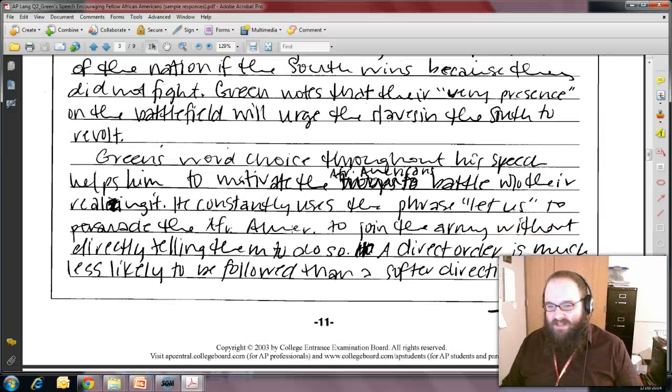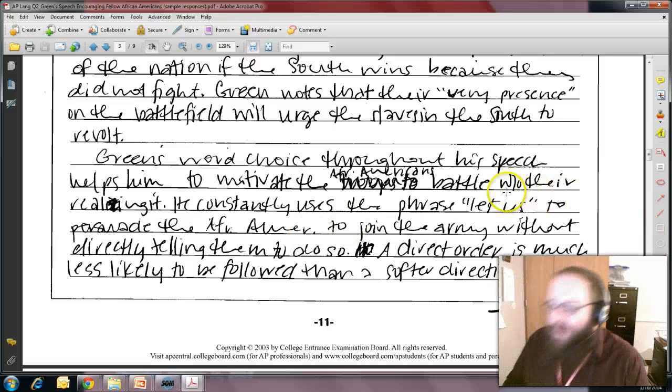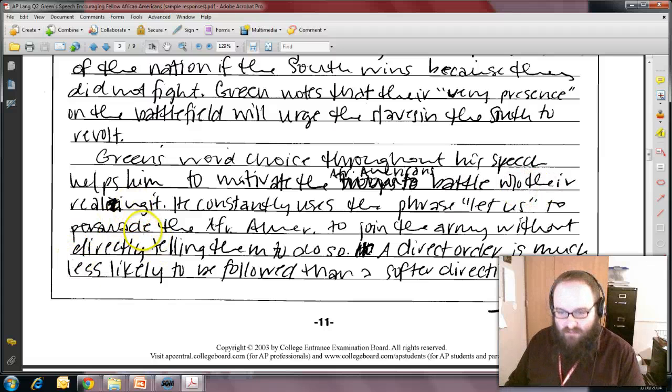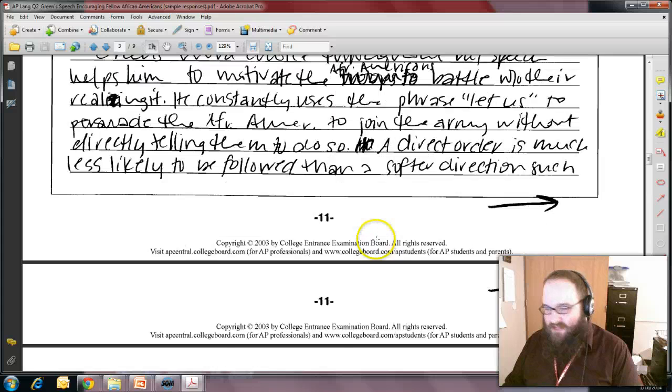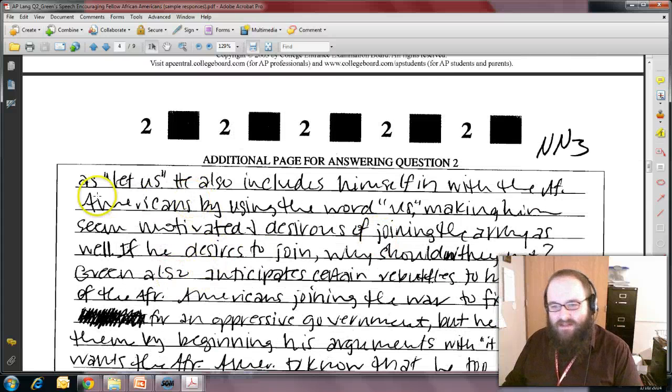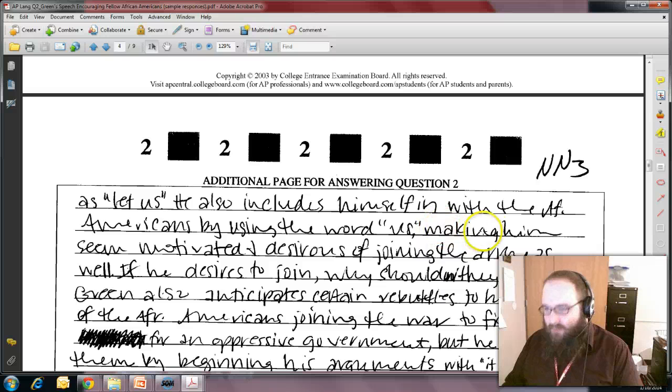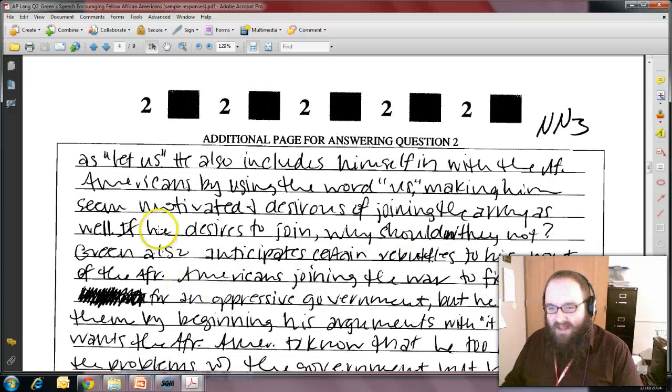Green's word choice throughout his speech helps him to motivate African Americans to battle. He constantly uses the phrase "let us" to persuade the African Americans to join the army without directly telling them to do so. A direct order is much less likely to be followed than a softer direction, such as "let us." He also includes himself with the African Americans by using the word us, making him seem motivated and desirous of joining the army as well. If he desires to join, why should they not?